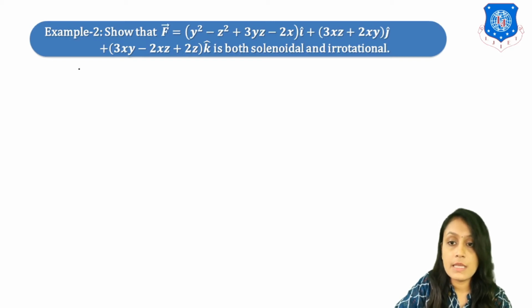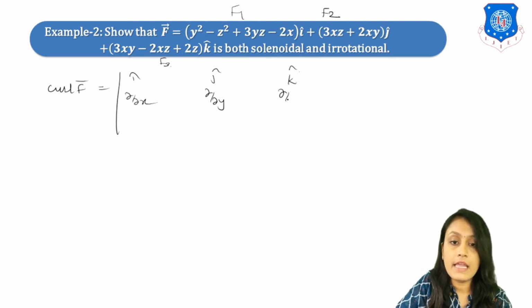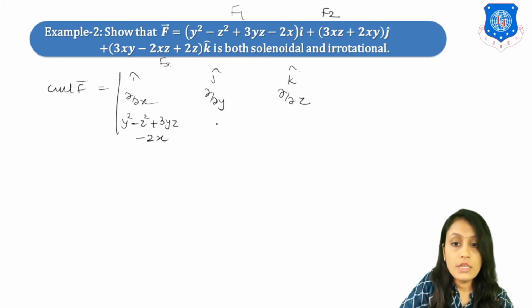So this is the same example and we have to find curl. So this is f1, f2 and f3. So curl of f bar is equal to what? i, j, k, then del by del x, del by del y and del by del z. f1 is what? y square minus z square plus 3yz minus 2x. f2 is what?